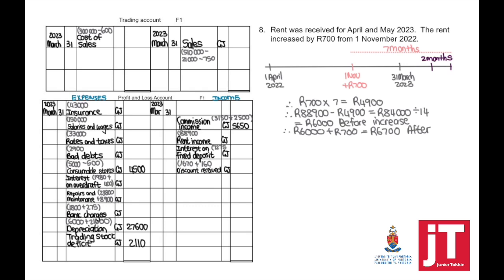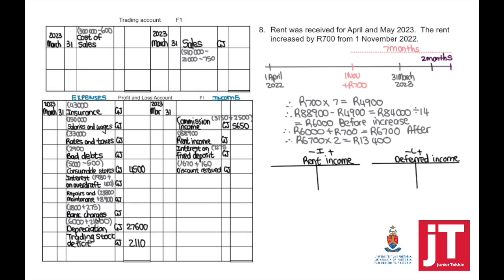Now we simply need to add the 700 so that we can find out what it was after the increase, and how many months must be taken out? 2. So to take this out, it doesn't form part of my income for this accounting period. It means rent income will be debited and account credited deferred income or income received in advance. So in my profit and loss account, we are going to minus 13,400 and that will be the rent for this accounting period.